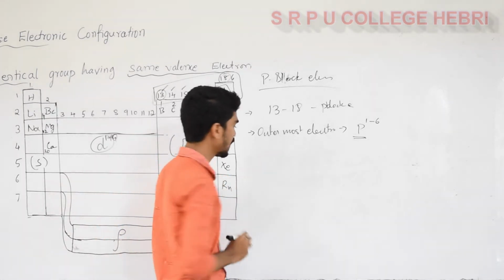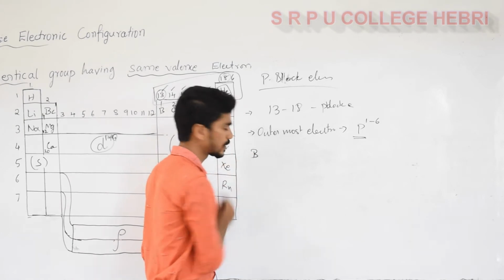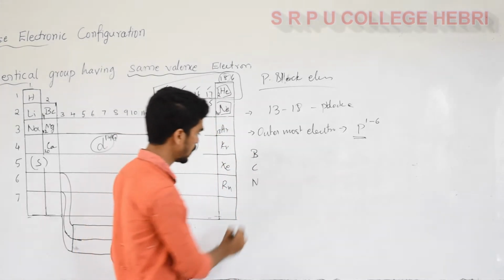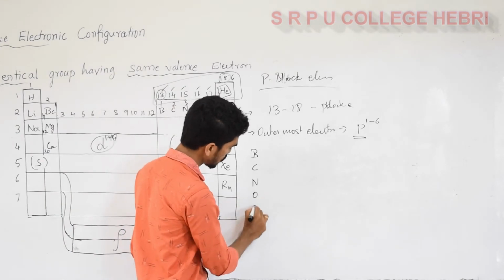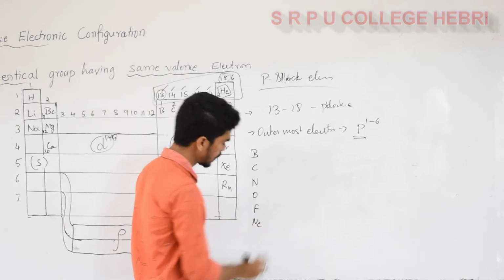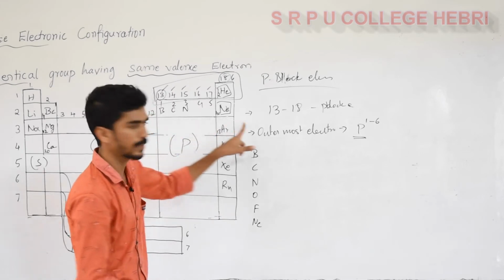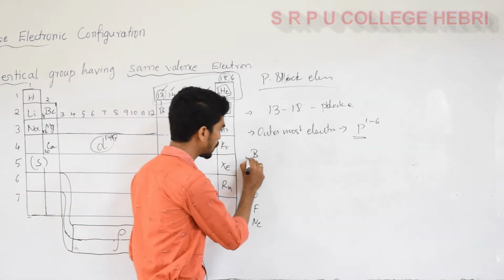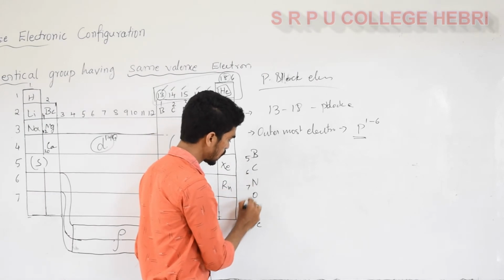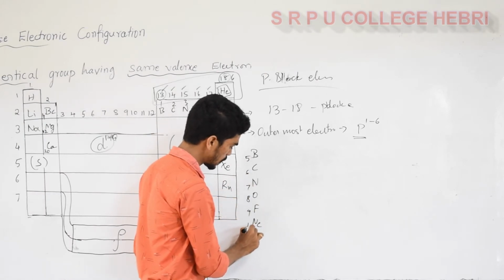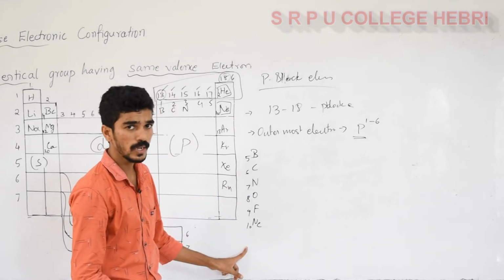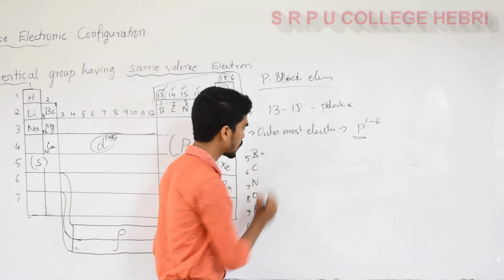Okay, and I will take an example. Boron is an example. Carbon is an example. Nitrogen belongs to the P block, and so do oxygen, fluorine and neon. These elements all come in the second period in the P block. The atomic numbers are 5, 6, 7, 8, 9, 10. See the elements with the atomic numbers in increasing order. Write the electronic configuration.